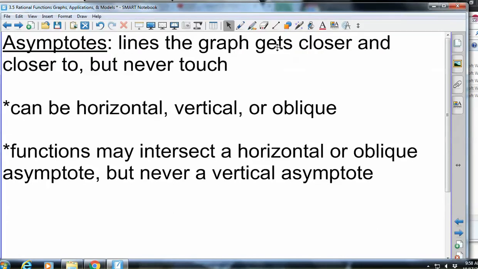When we graph these, asymptotes are lines that our graph approaches without actually touching. There are 3 different types we will look at: horizontal, vertical, and oblique. It is possible that somewhere along the line your graph may intersect a horizontal or oblique asymptote, but it will never touch a vertical asymptote.